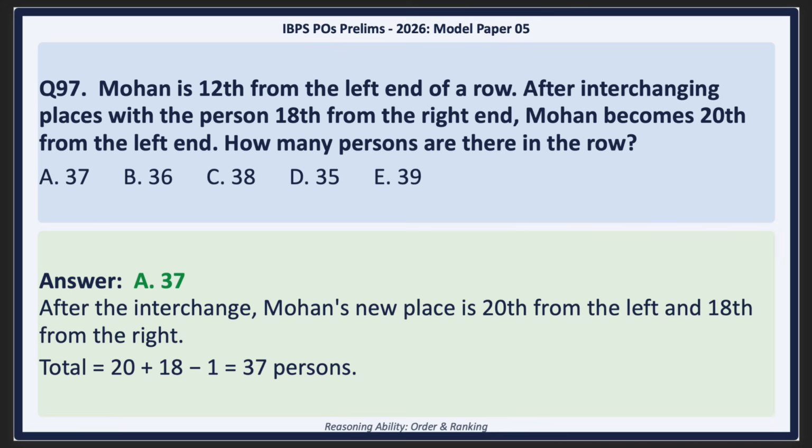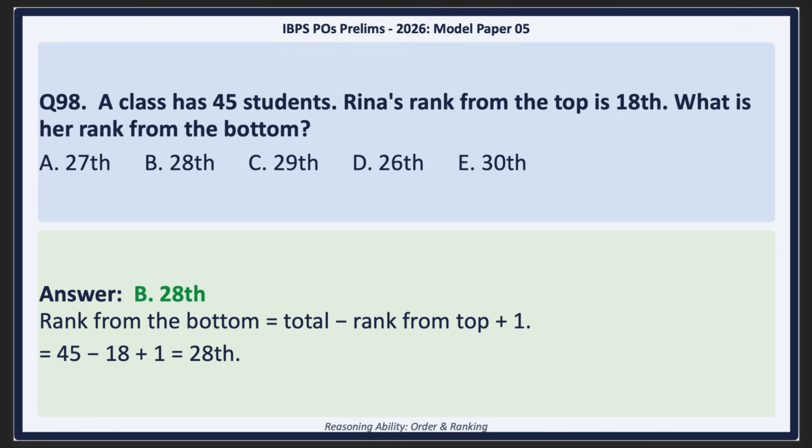A class has 45 students. Rena's rank from the top is 18th. What is her rank from the bottom? So rank from the bottom equals the total, minus the rank from the top, plus 1. 45 minus 18 is 27. Add 1, and you get her rank as 28th from the bottom. Beautifully done. 2 questions left.